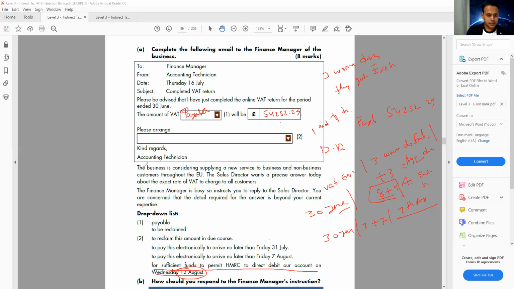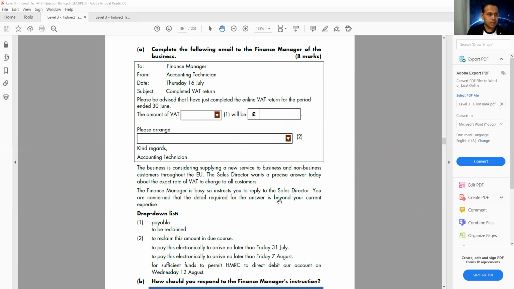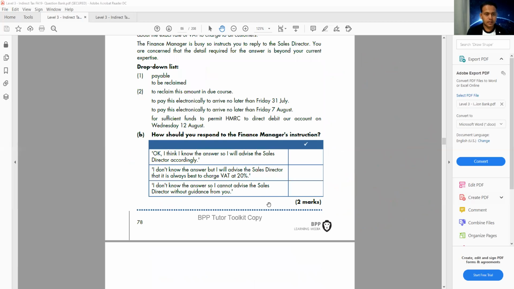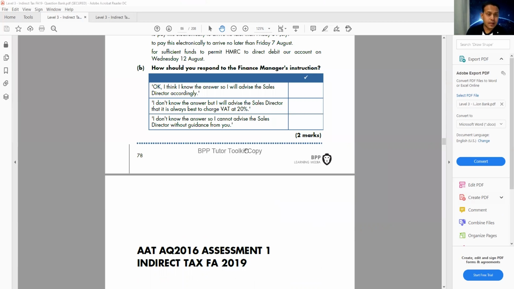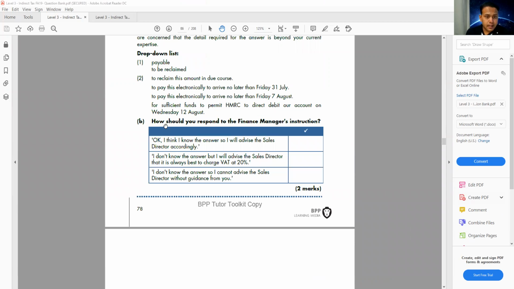So that will be the answer for sufficient fund permit ratios by 12 August. Okay, so this is our first part. The next part we have here, number B. Number B is asking, how should you respond to the finance manager instruction?